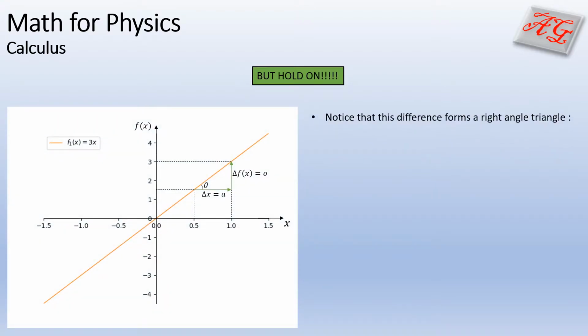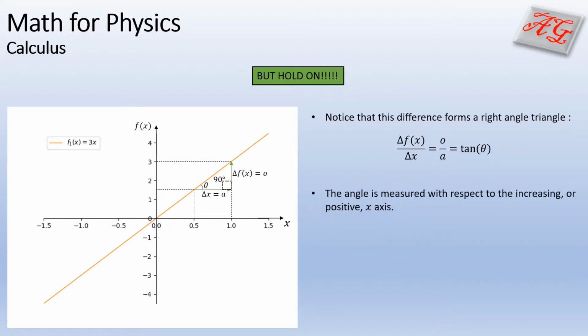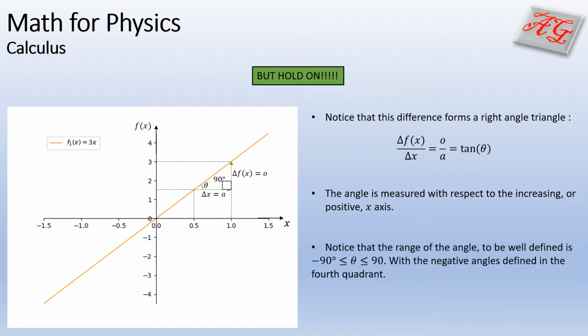But hold on. Notice that this difference forms a right angle triangle, so actually delta f over delta x is the tangent of the angle shown. Now, two things to consider. The first one is that the angle is defined with respect to the positive x-axis. The second one is that the angle is defined between -90 and 90 degrees, where the negative angles are defined in the fourth quadrant.